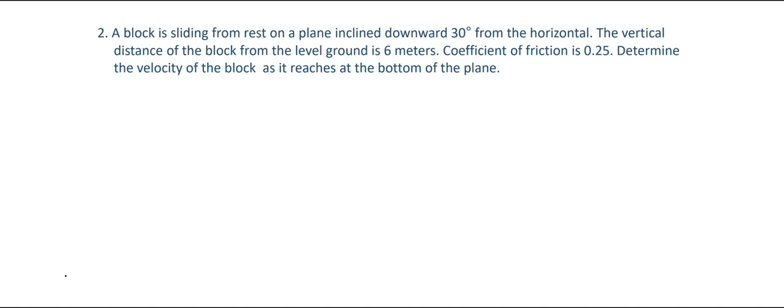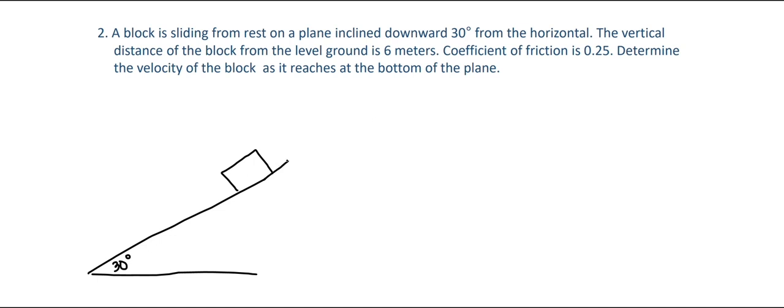To solve this problem, let us draw our figure. We have an inclined plane inclined at an angle of 30 degrees and a block on the top that is at rest, and the vertical distance of the block from level ground is equal to 6 meters. And the coefficient of friction of the surface is 0.25.